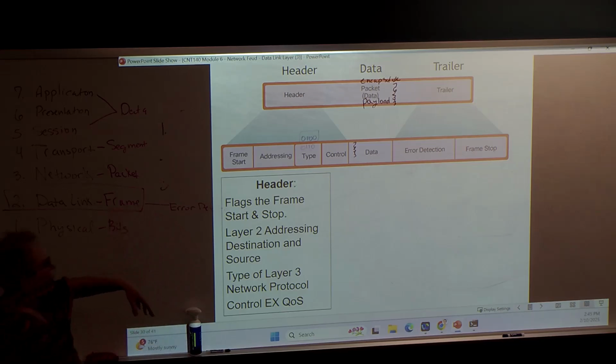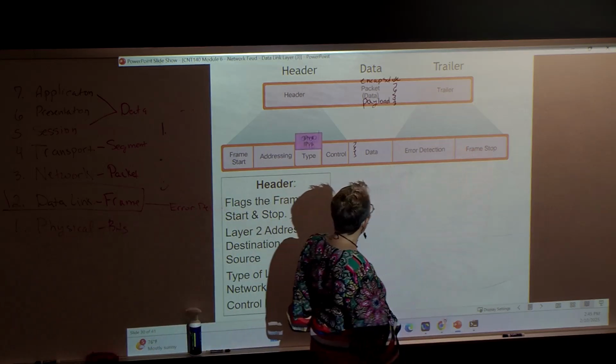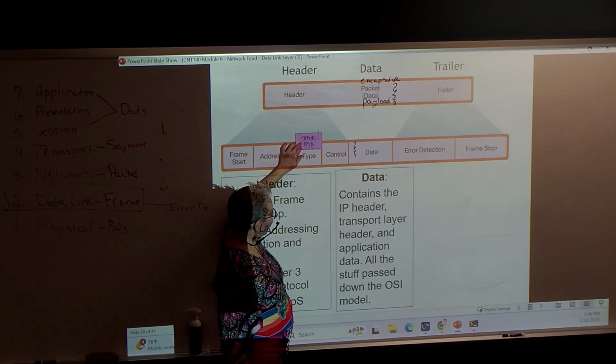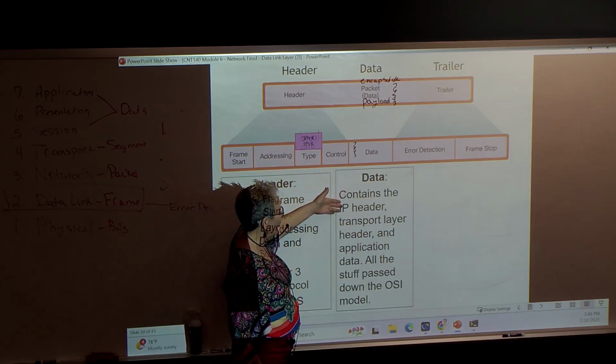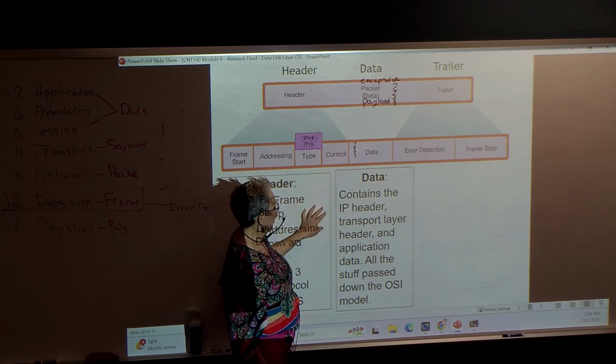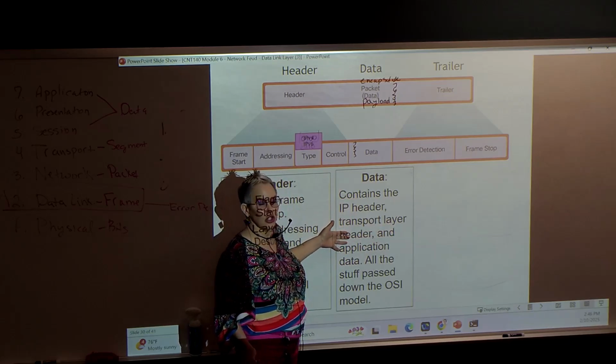And then lastly, it's time to stop. We're going to stop the frame. Okay, that's the breakdown. So we have IPv4, IPv6. So the data contains the IP header, right? Everything from the network layer. The transport layer header, so it's going to include the source and destination what?